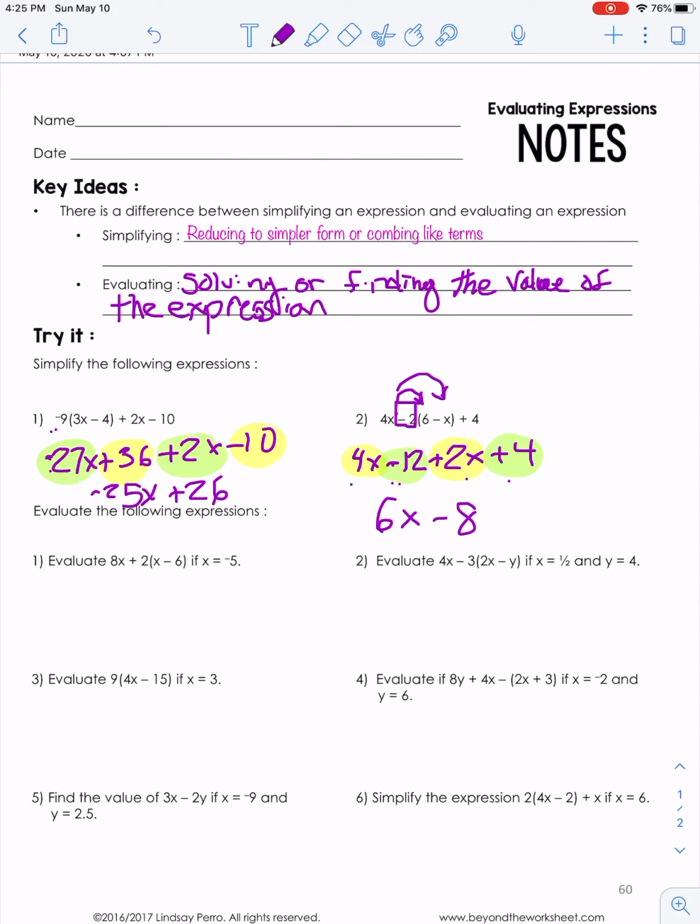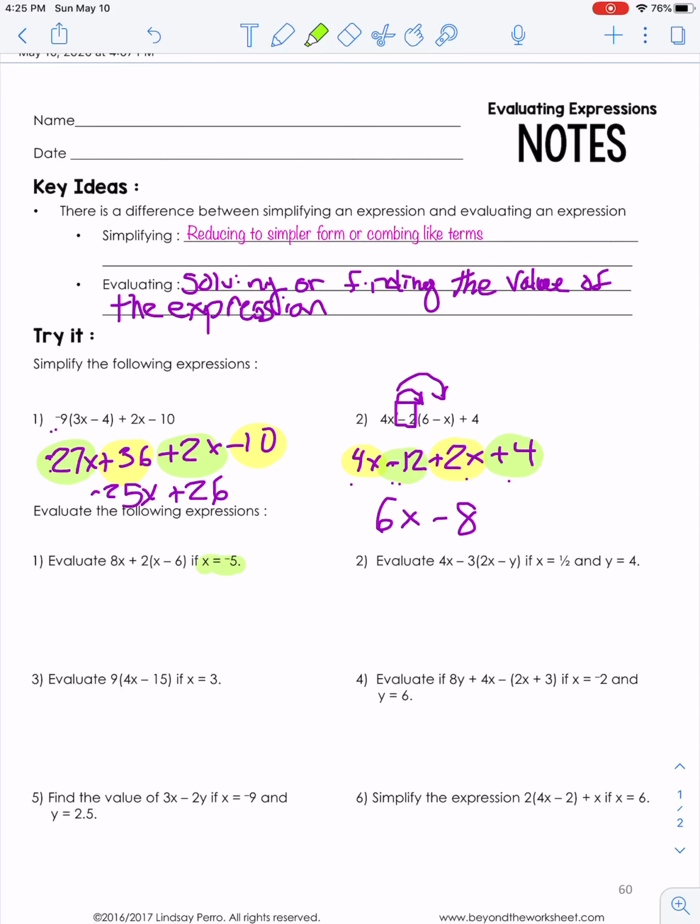Our next part is evaluating. So that means solving or finding the value. So that means we're no longer going to have a variable left in our expression because we're going to use substitution. We're going to substitute in a value for our variable. So for number 1, we're going to substitute in negative 5 for each x.